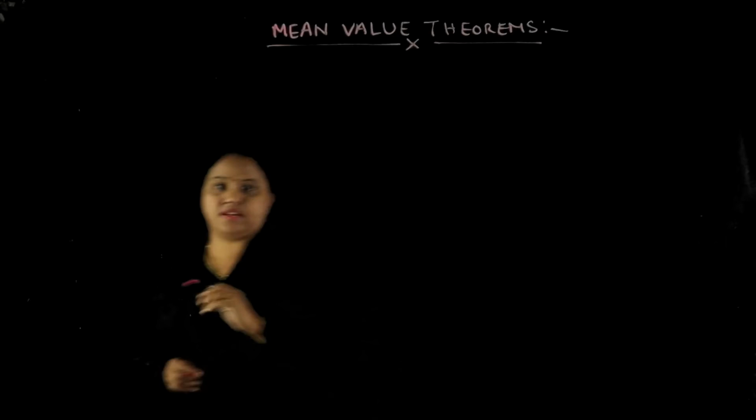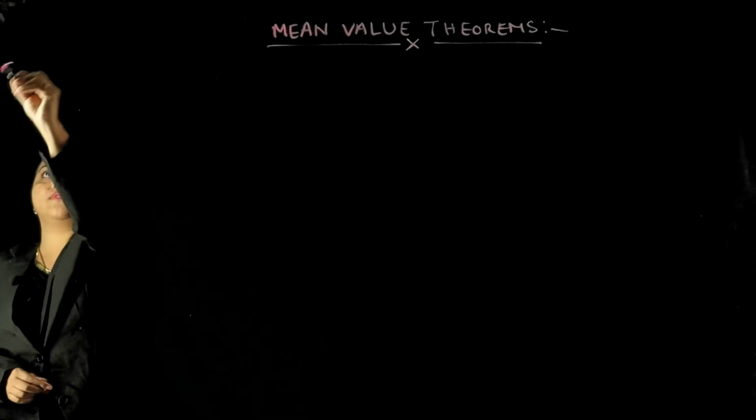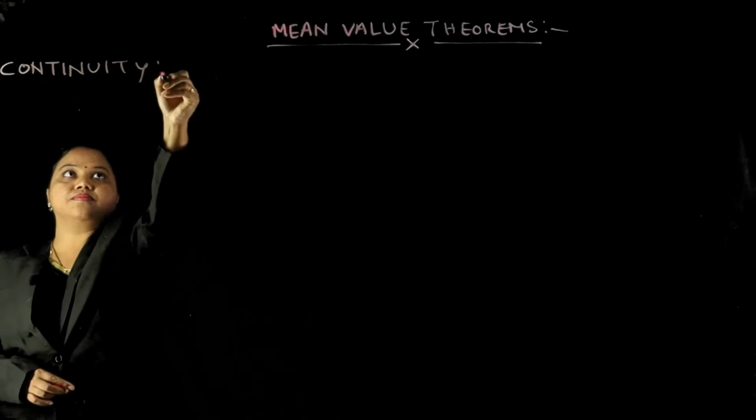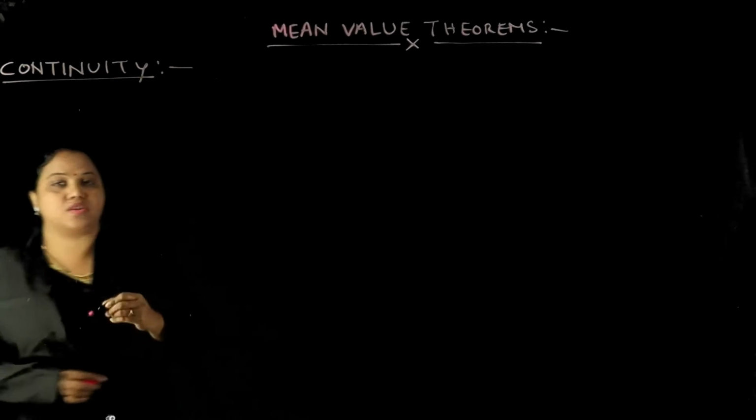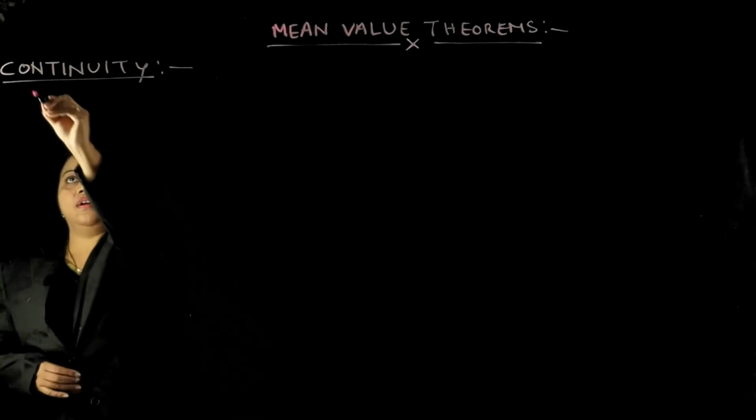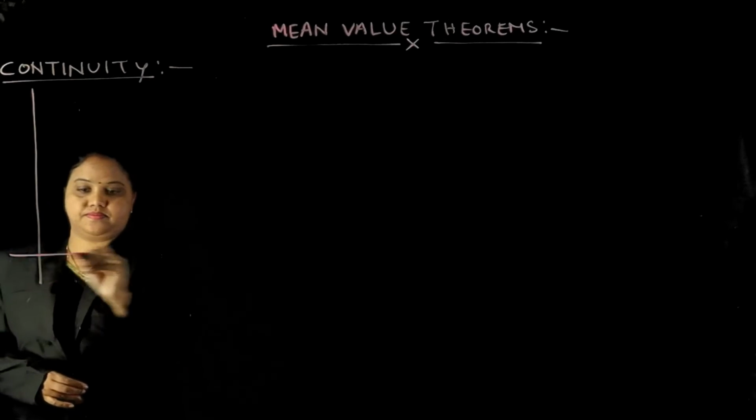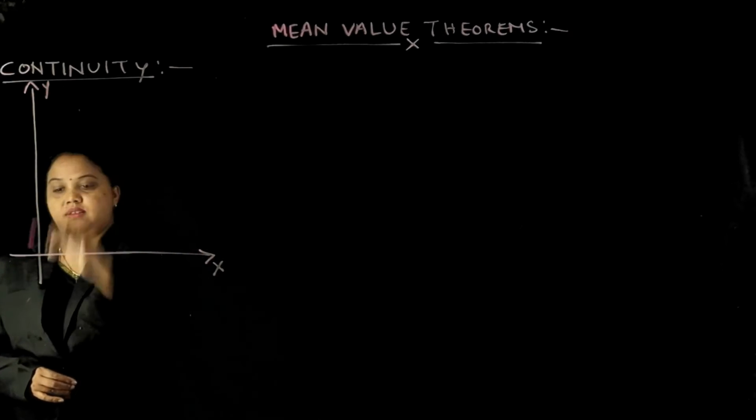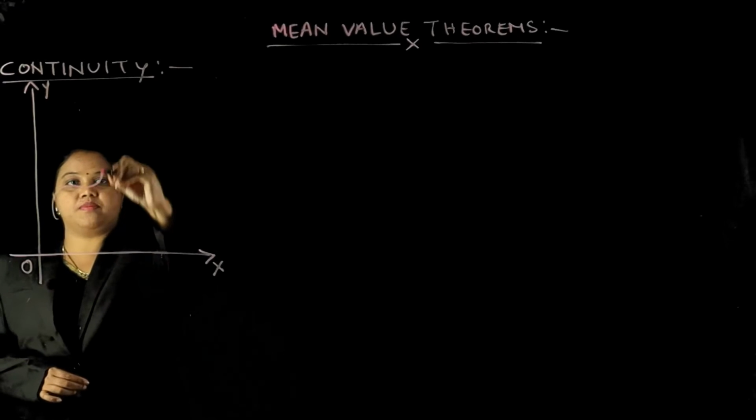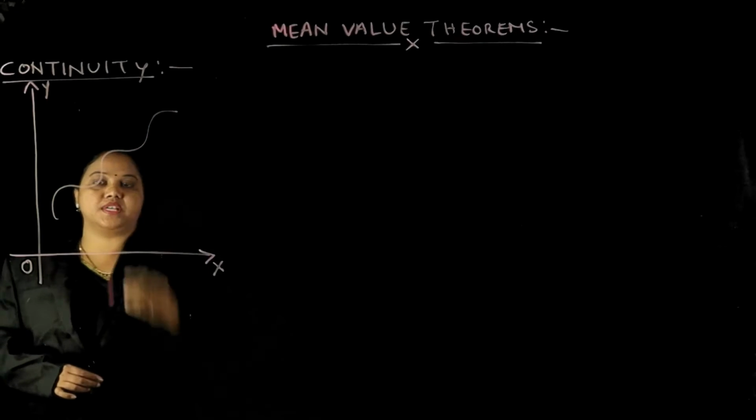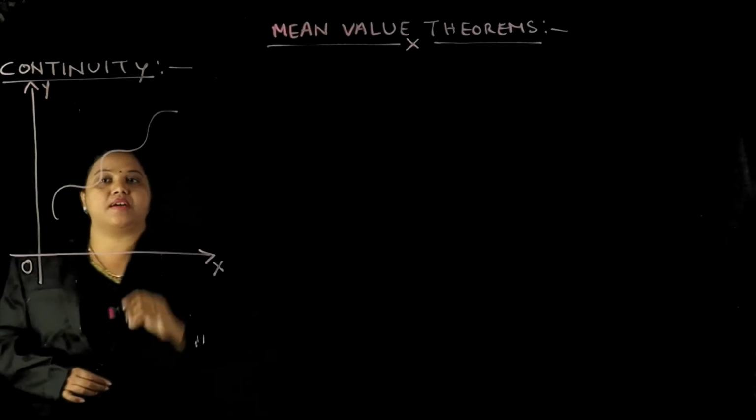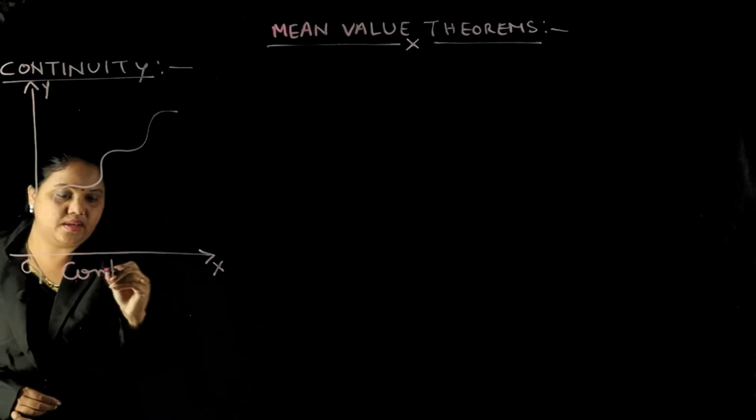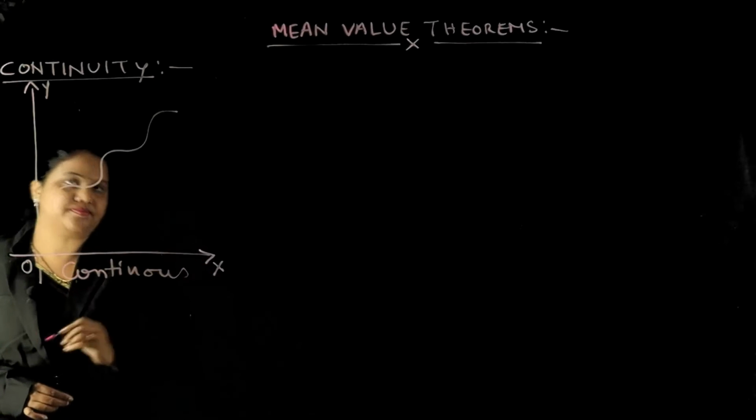In this concept of mean value theorems, let us first see what is the definition of continuity. Let us understand the concept of continuity by drawing a figure. So, this is my x-axis, this is y-axis, this is the origin. Suppose I am drawing a curve like this. If you observe, this curve does not have any gaps in between. So, this type of curve is said to be a continuous curve.